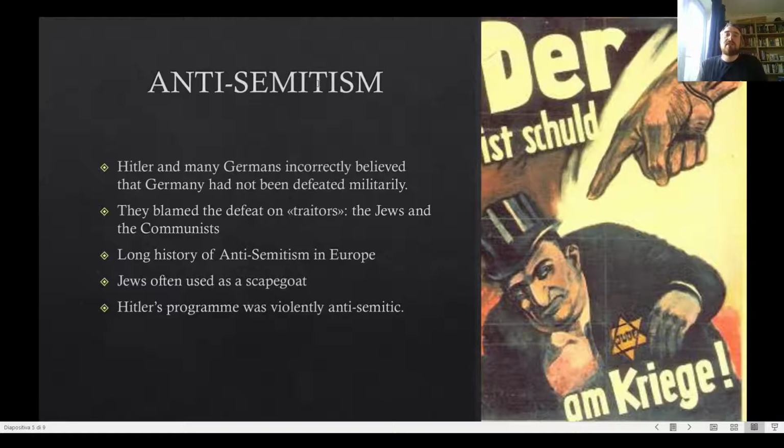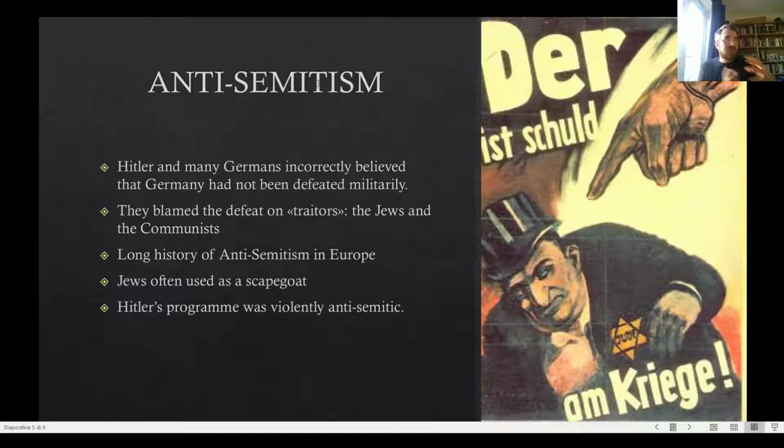Hitler seriously believed what he said. He seriously believed that Germany had lost not because its army had been completely destroyed, as it was in reality, but because there was some sort of Jewish communist conspiracy. His program was violently anti-Semitic. Anti-Semitic means against the Jews, and it called for the removal and later the extermination of the Jews. Many Germans, of course, believed that as well, and this contributed to give him votes.